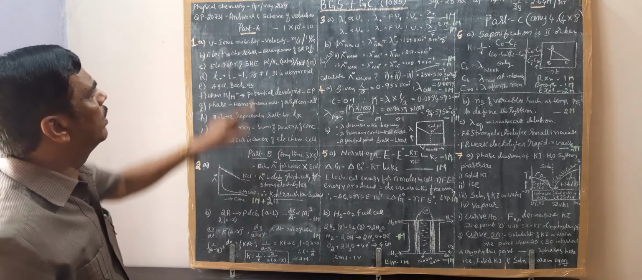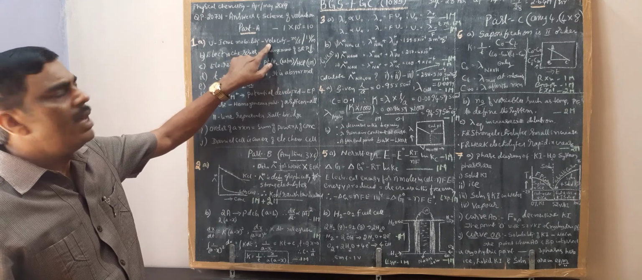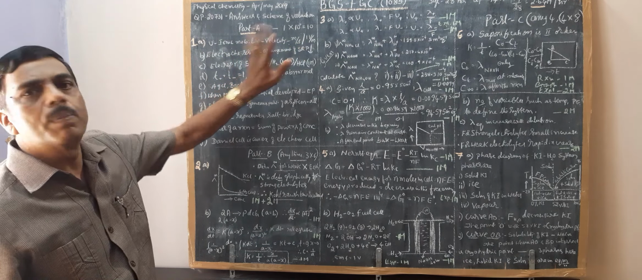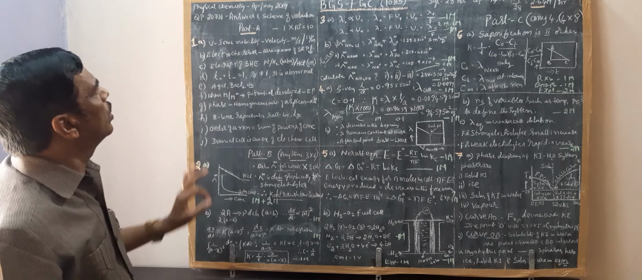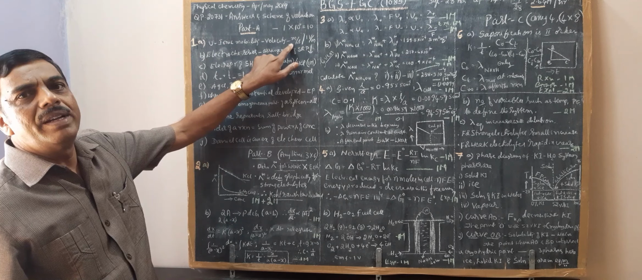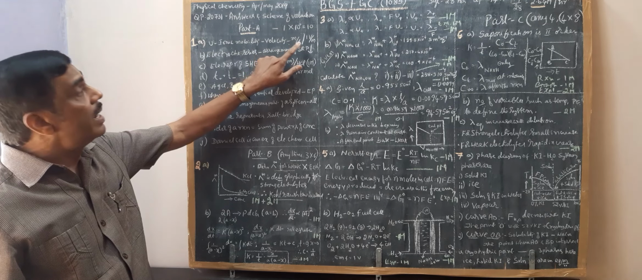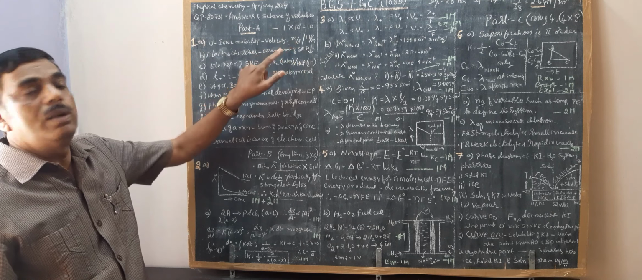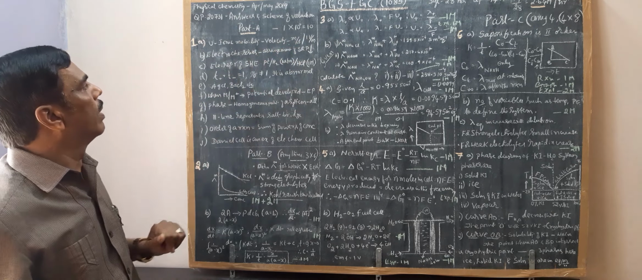Ionic mobility is nothing but the velocity of the ion measured in meter per second under the potential gradient of 1 volt per meter. So you have to specify for this ionic mobility the velocity measured in meter per second under the potential gradient of 1 volt per meter. So this point should be there. If it is there, you will get 1 mark.